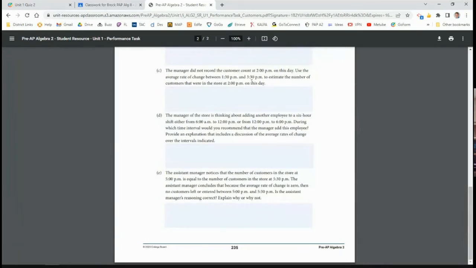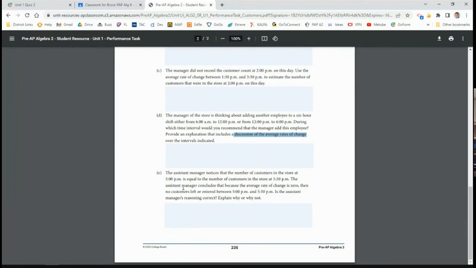The manager did not give any count at 2 o'clock, so use the average rate between 1:30 and 3:30 to estimate how many were there at 2 o'clock. The manager of the store is thinking about adding another employee to a 6-hour shift, either from 6 to noon or noon to 6. So which one would you recommend? You need to figure out the average rates of change between those times. Which one do they look like they need more employees? Provide an explanation that includes a discussion on the average rates of change over those intervals.